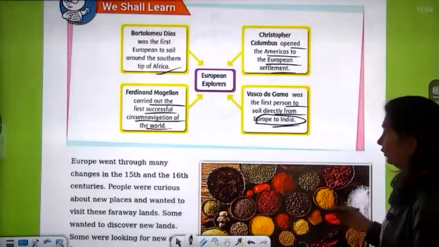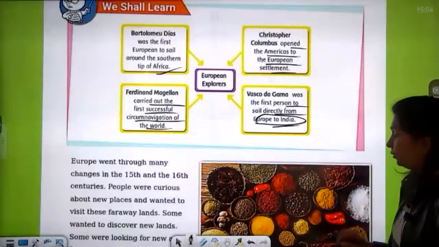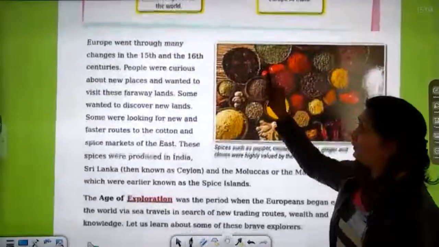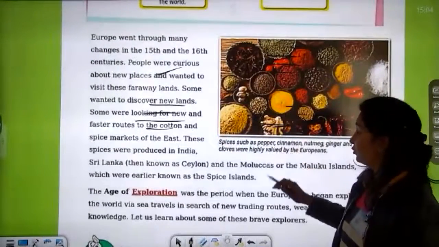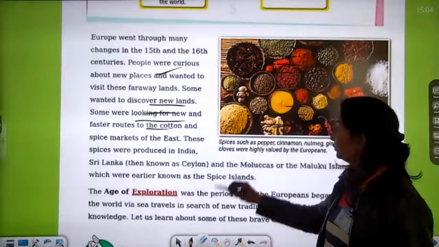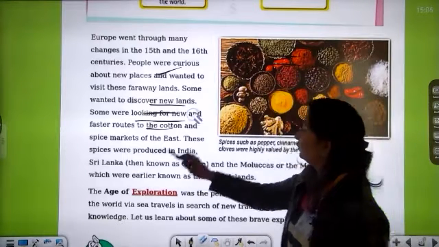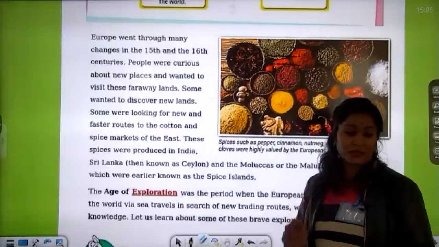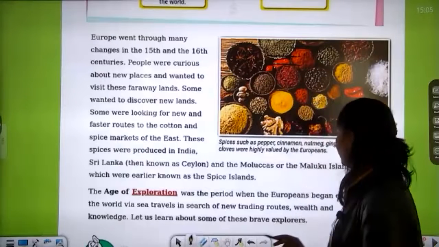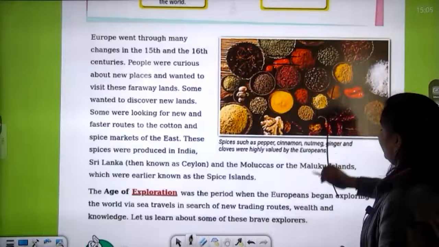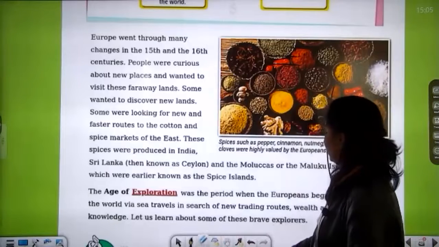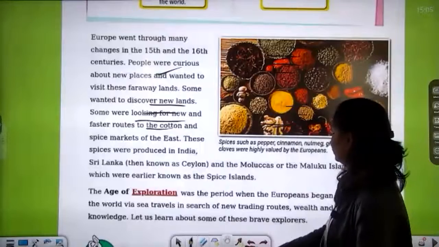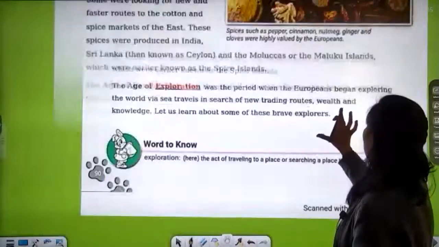So that was all. Now see, Europe went through many changes in the 15th and the 16th centuries. In which centuries? 15th and 16th centuries. Once again, I am going to explain the century system. Here I'll explain, okay?